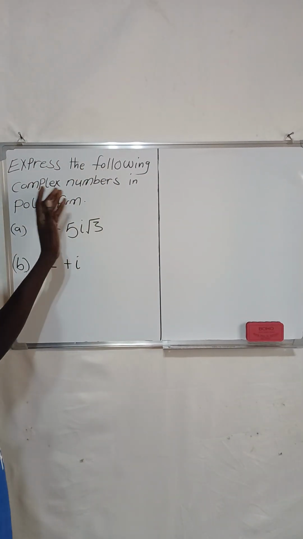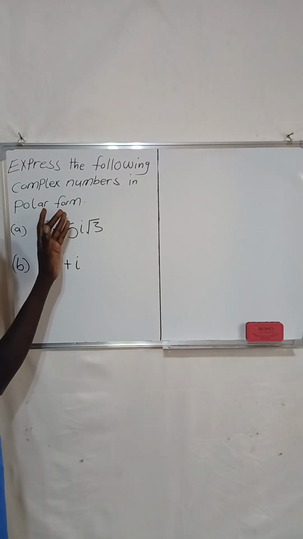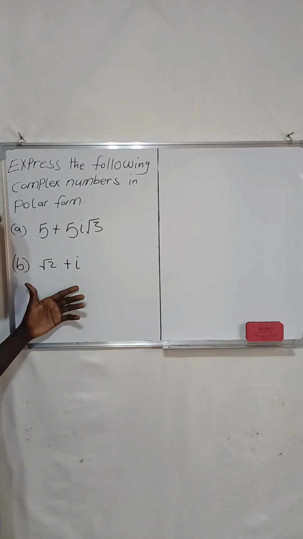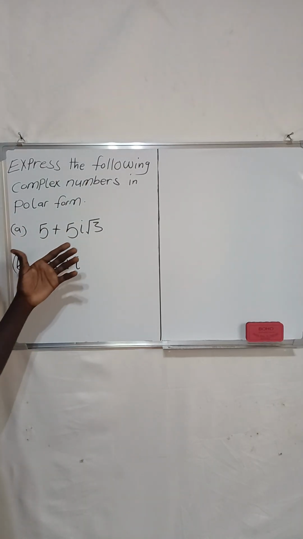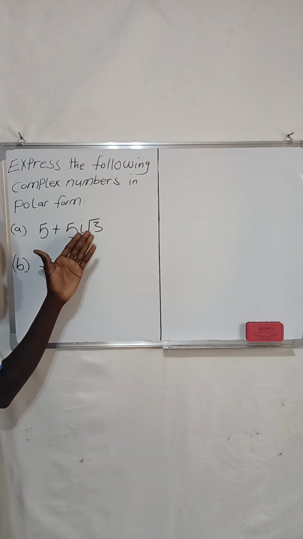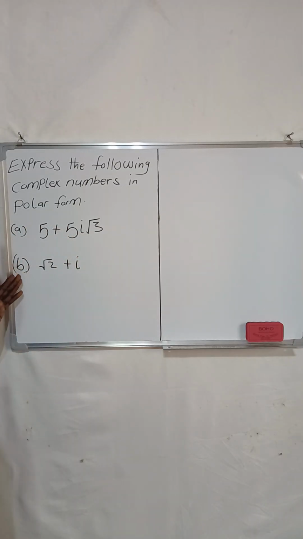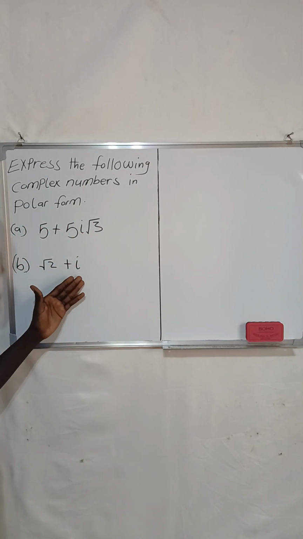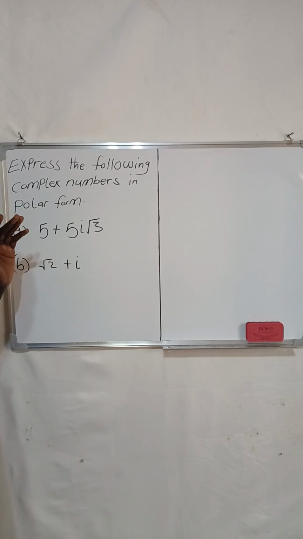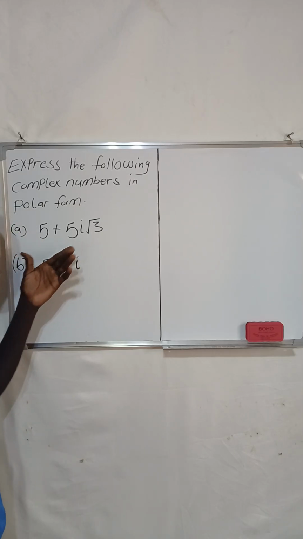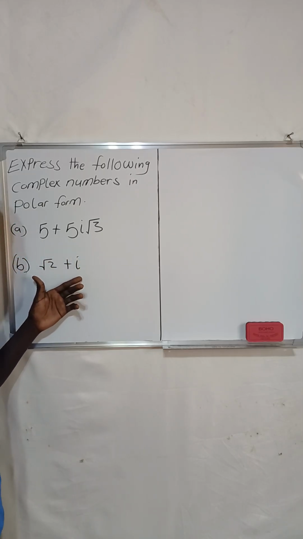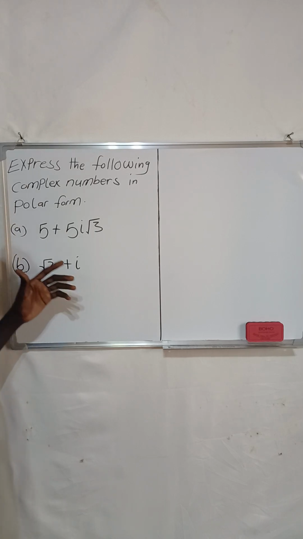Let's consider what we have on board. Express the following complex numbers in polar form. Here we have two numbers. Number A, 5 plus 5i root 3, and number B, root 2 plus i. I'm going to solve the first one, and you solve the second one and share it in the comment section.